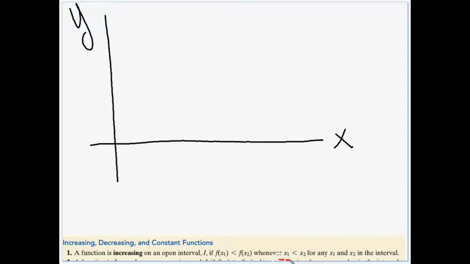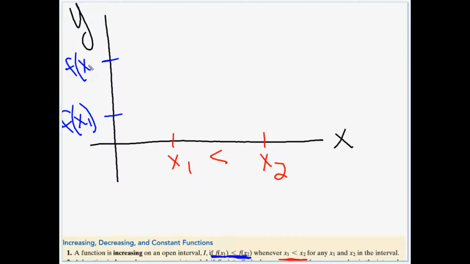Here it says x1 is less than x2, or x sub 1 is less than x sub 2. When it comes to the x-axis, that means x sub 1 is going to be to the left of x sub 2. On the y-axis, where the outputs are, the f of x axis, f of x sub 1 is less than f of x sub 2. So that just tells me f of x sub 1 will be lower on the y-axis than f of x sub 2. So if I plot these points, here's x1 and it's f of x sub 1.